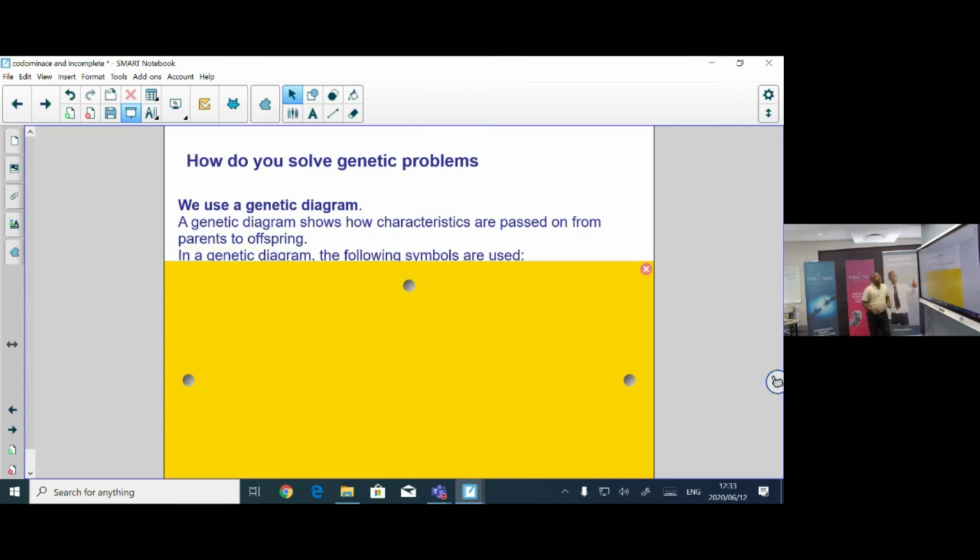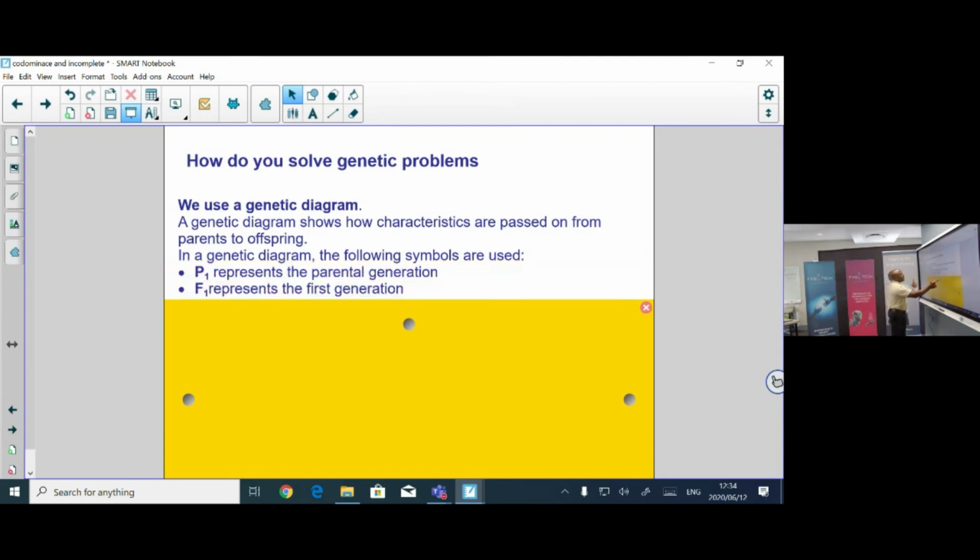Right. Some of the things I said in the first lesson: a genetic diagram shows how characteristics are passed from one parent to the offspring. Remember, we said genetics and heredity. We are studying how information is passed from parent to offspring. All these terms are on the vocabulary on the first slide of our first lesson. In a genetic diagram, the following symbols are used.